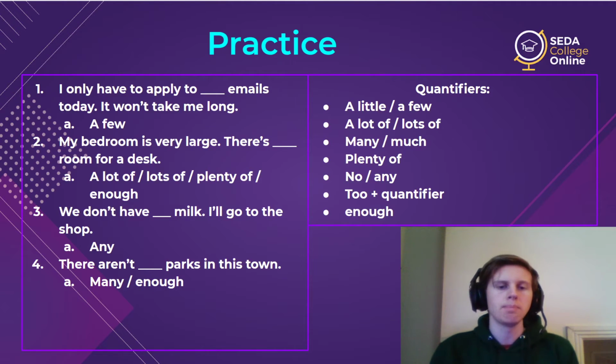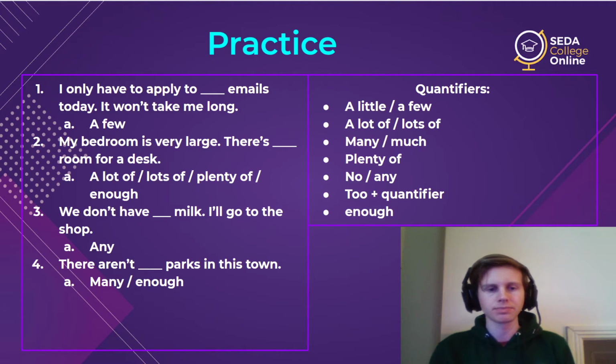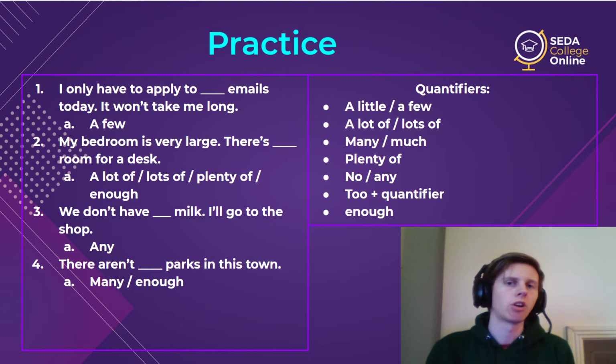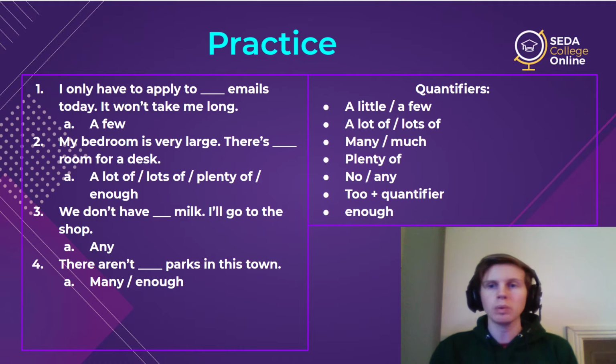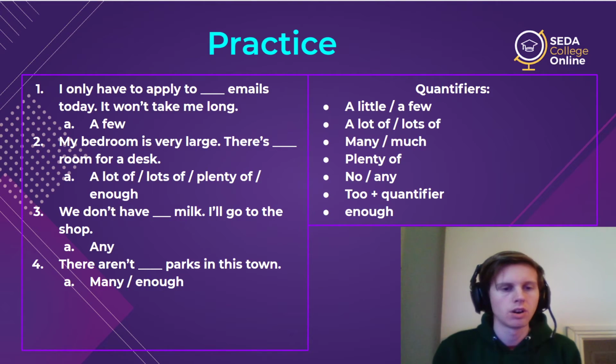So there aren't many parks in this town. If I say there aren't many parks in this town, I think we have parks. Everybody is okay. But maybe there's only one, only two. I have to travel to the park, so we don't have many. I want more parks. There aren't many.